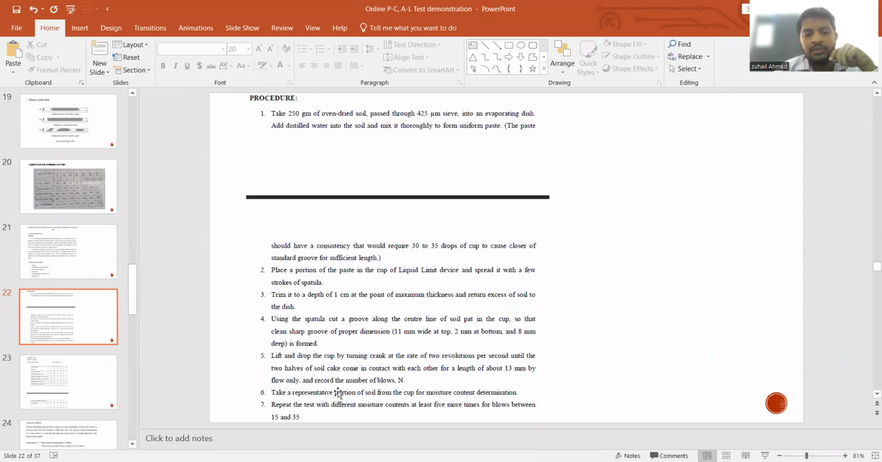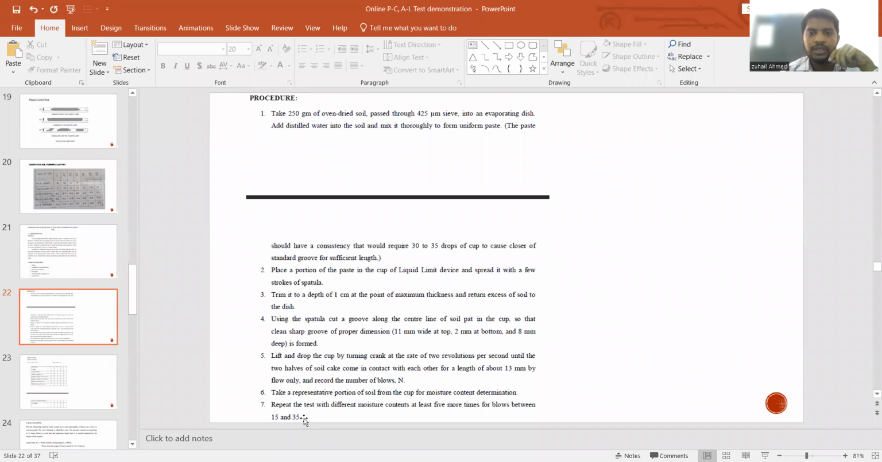When you are maintaining the blows, it's better to start from 15. When you are applying the water, at 35 blows the groove should be closer. You want to maintain that around 35, between 35 and 15, around 35.